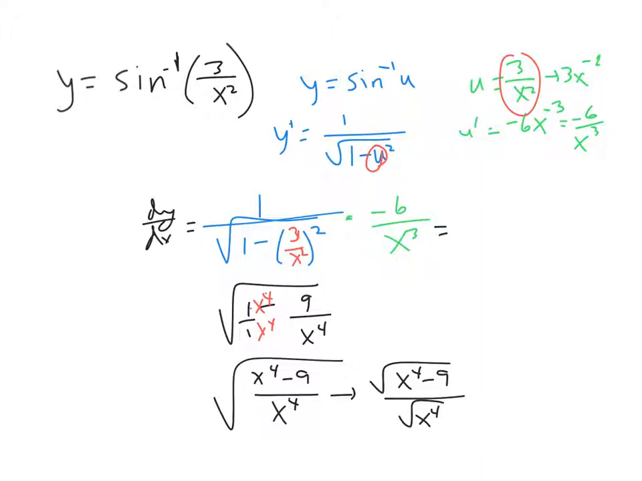So that gives me a negative 6 in the numerator. Denominator is x cubed times what I had here in blue, which is now, this is what I'm separating into, radical x to the fourth minus 9 all over radical x to the fourth.